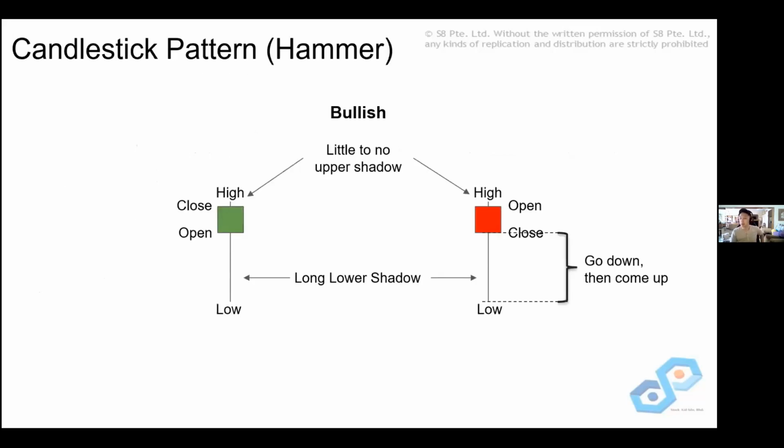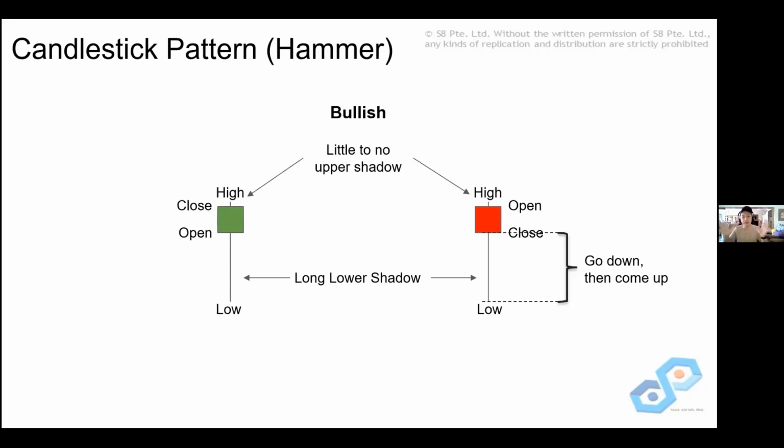Ladies and gentlemen, hammers look like that in front of you. It can be both green and red. It doesn't matter whether it's green or red. What we see here is a body that is very short and at the top, and then there is very little shadow at the top as well.